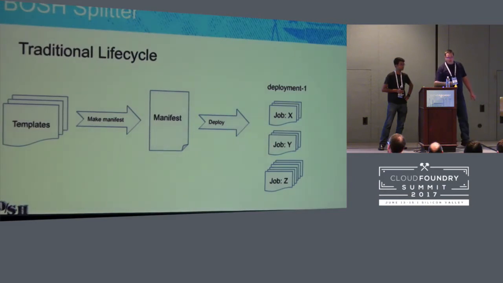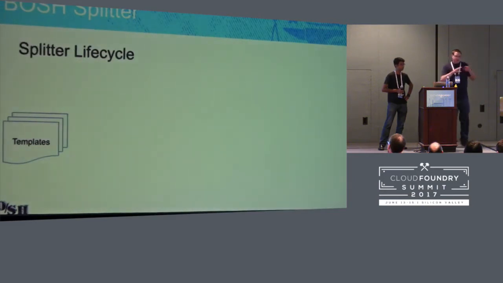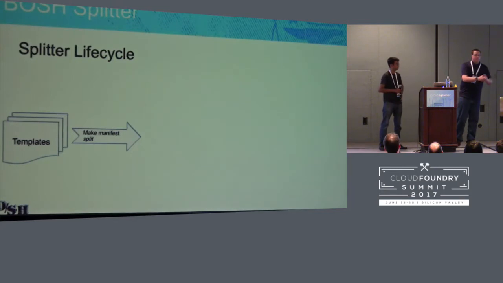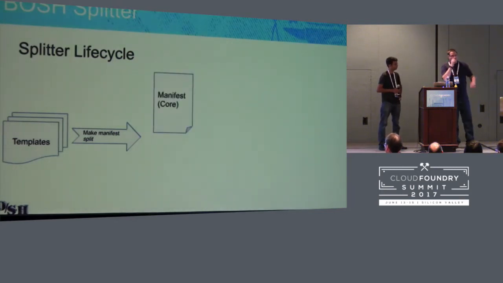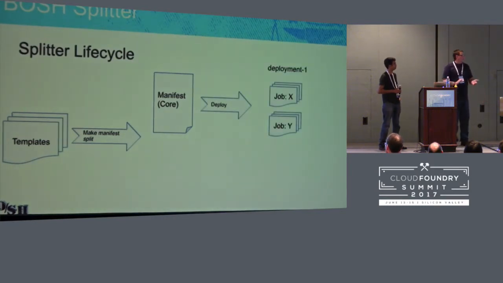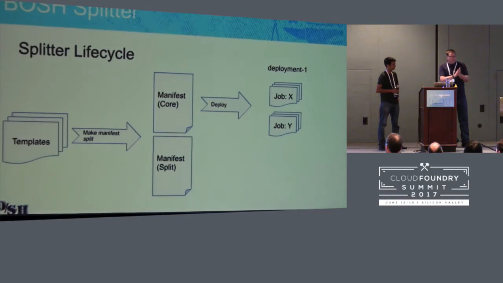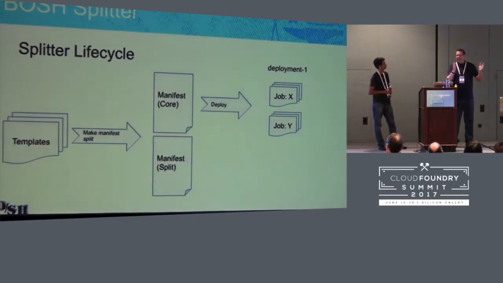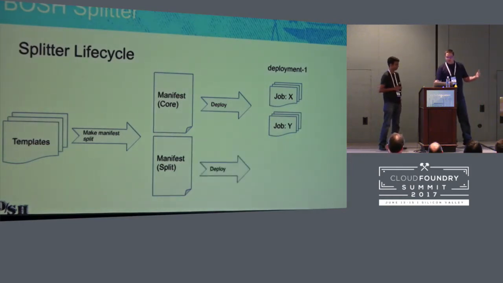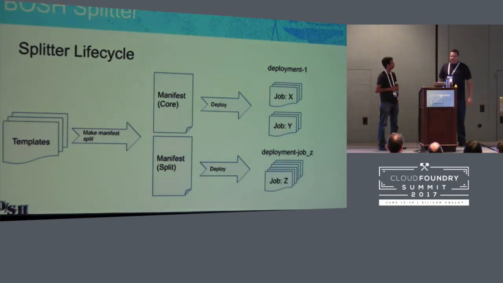This is what the life cycle looks like using BOSH Splitter. Again, we're going to use the same templates we always have. We're going to generate our deployment manifest, but at the end of that, we're just going to run a little split, which will split it out into two deployment manifests. The first one, like I mentioned before, would be core.yaml, and what that represents, back from our example, once we deploy it, is jobs X and Y, the three instances still, and then we're going to split out job Z, so I'm going to have a separate deployment manifest for that. Again, sourced from the original deployment manifests, the templates that we already had, we'll deploy that, and I get my six instances of job Z.